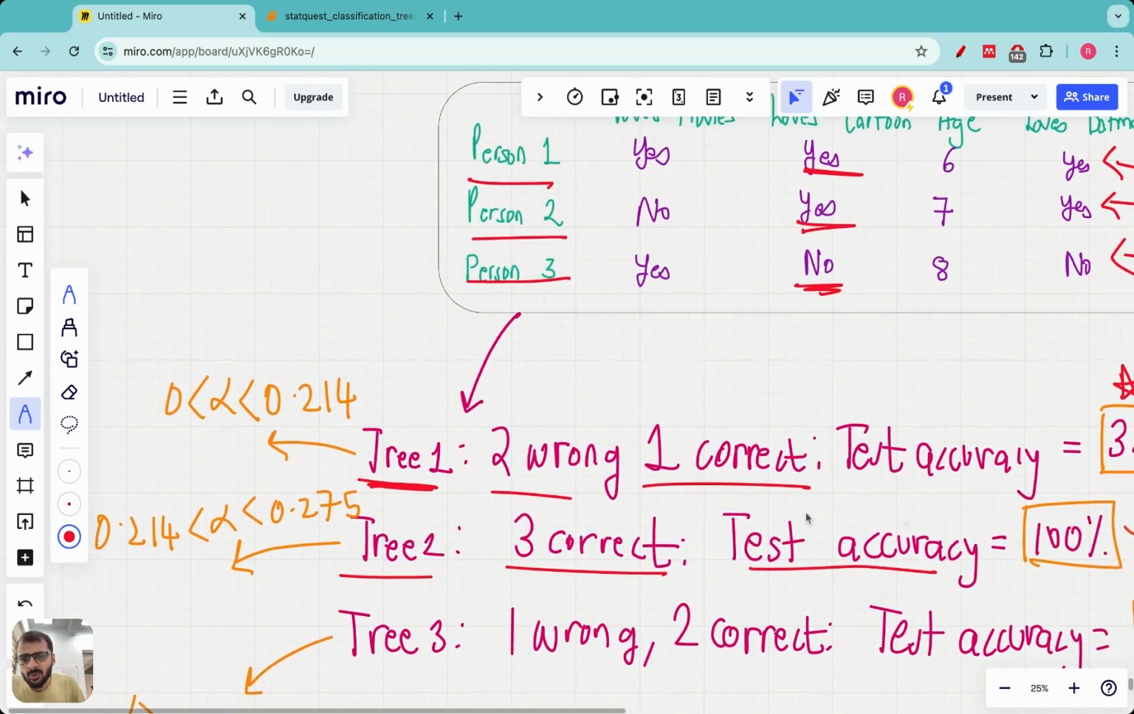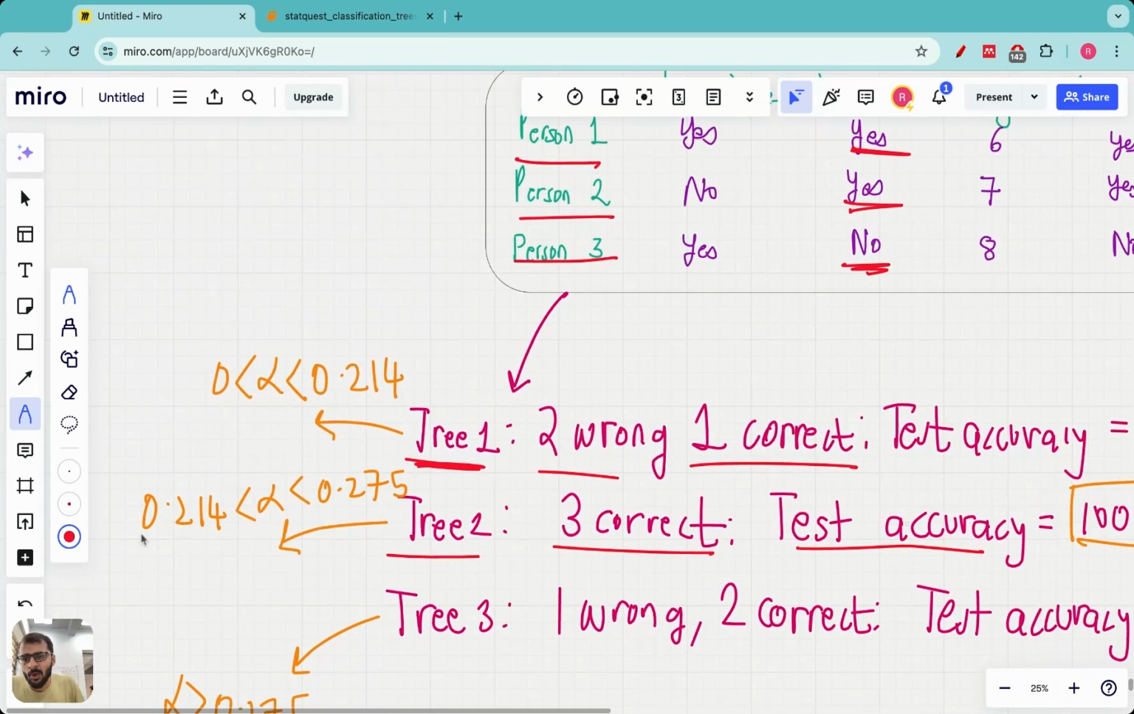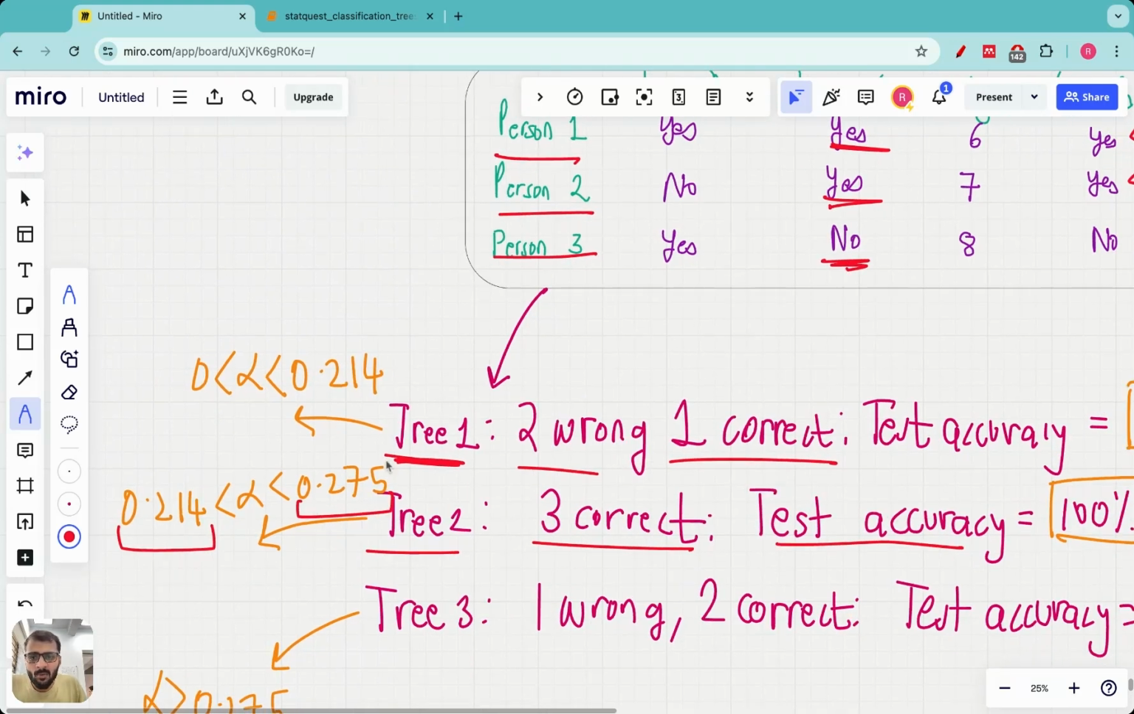And when will the algorithm choose tree number 2? When alpha lies between 0.214 and 0.275. When will tree number 1 be chosen? When alpha lies between 0 and 0.214.